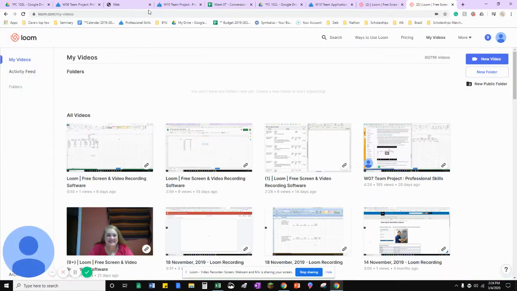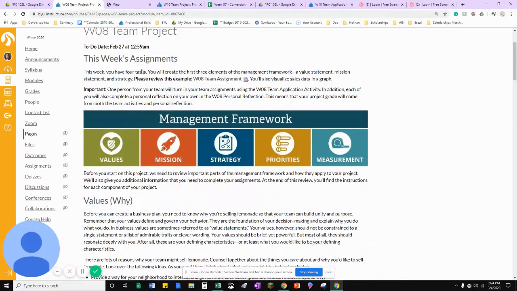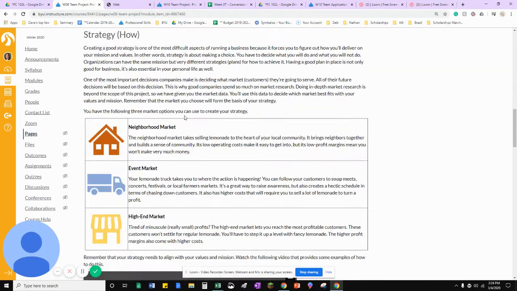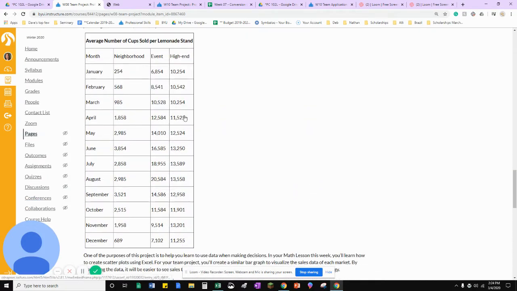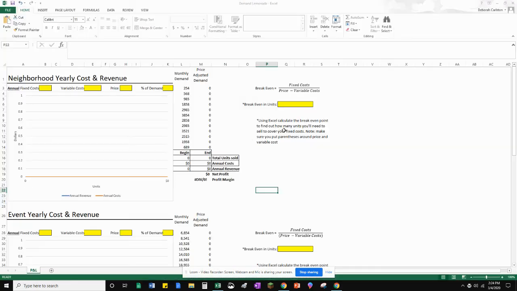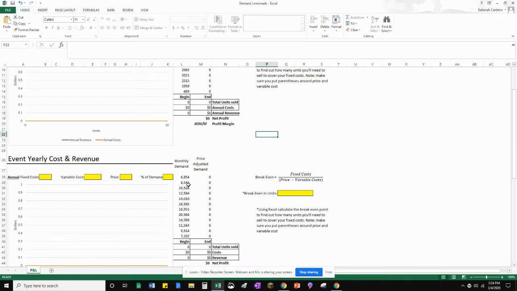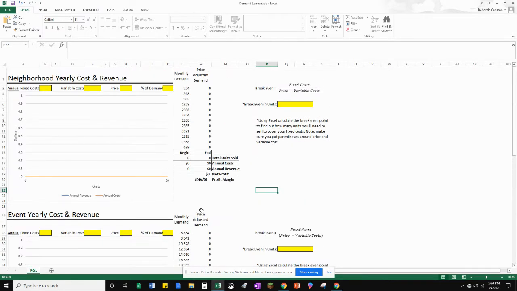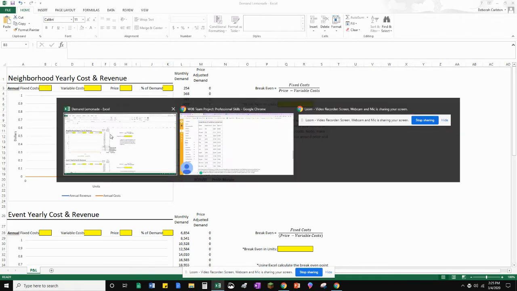If you go to week 8's team project page, scroll down and you'll find these numbers, the average number of cups sold per lemonade stand for each month for each type of market. And so those are the numbers that they have already included on your Excel graph here. So that's very helpful. As far as fixed costs go, those come from this week's lesson.